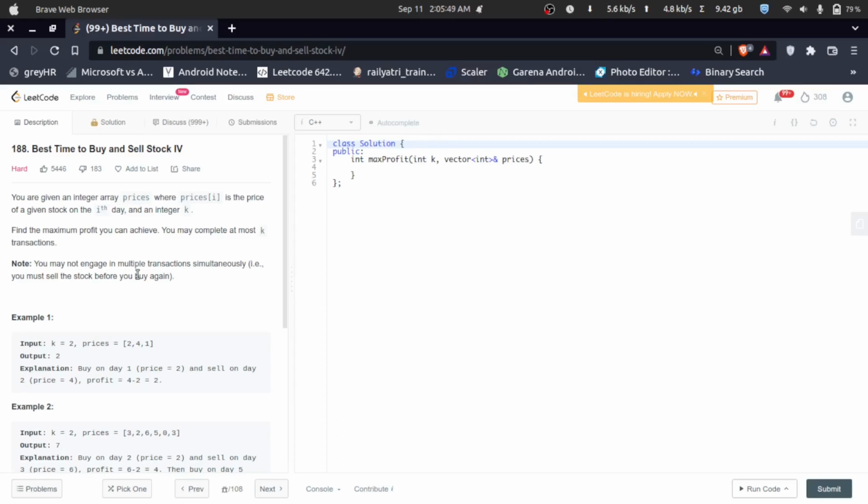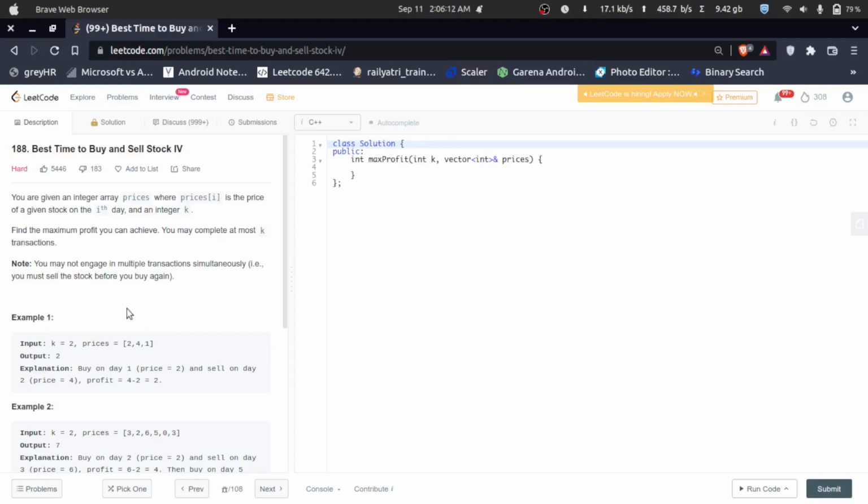Basically, you are given an integer array prices where prices[i] is the price of a given stock on the ith day, and an integer k. Find the maximum profit you can achieve. You may complete at most k transactions. You may not engage in multiple transactions simultaneously, which means you must sell the stock before you can buy again.